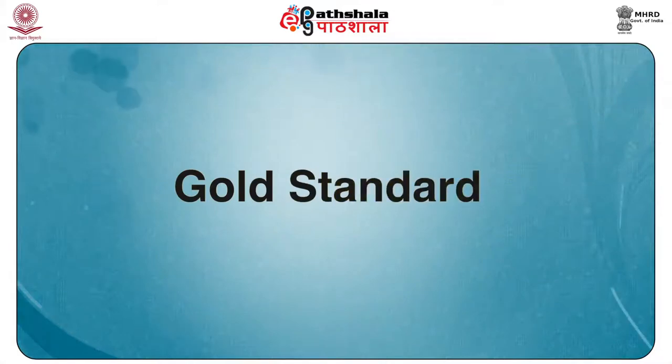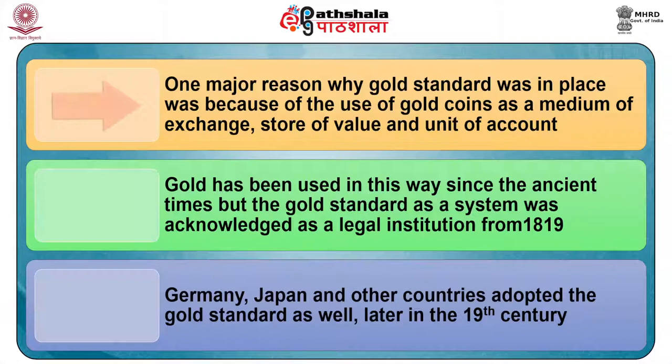Let us now discuss the gold standard. The gold standard period was between 1870 to 1914. One major reason why the gold standard was in place was because of the use of gold coins as a medium of exchange, store of value and unit of account. Gold has been used in this way since ancient times, but the gold standard as a system was acknowledged as a legal institution from 1819, when the British Parliament repealed long-standing restrictions on the export of gold coins and bullion from Britain.